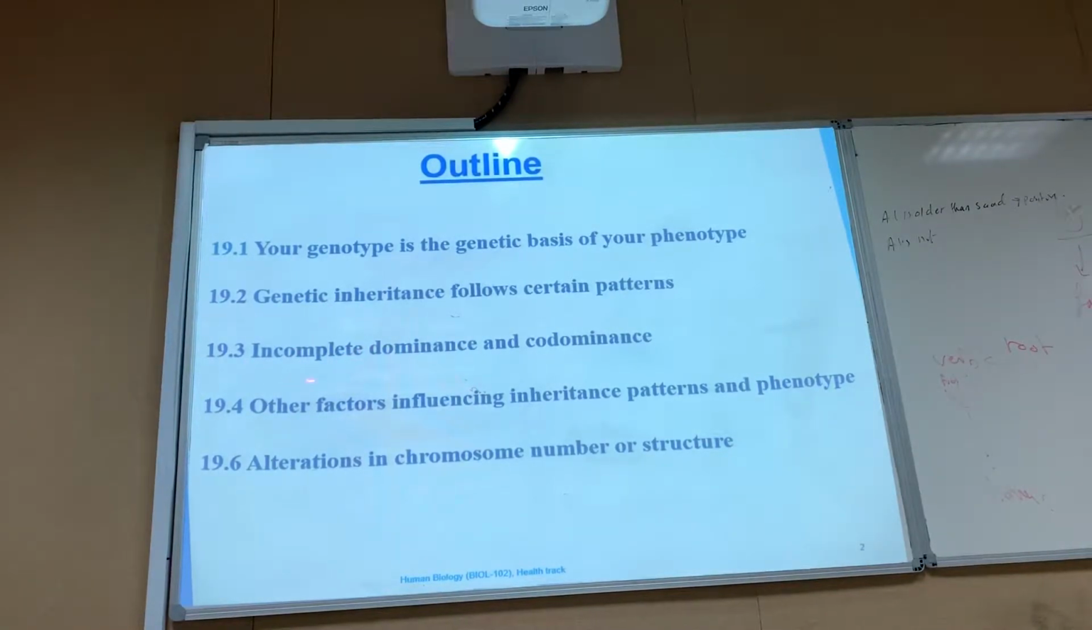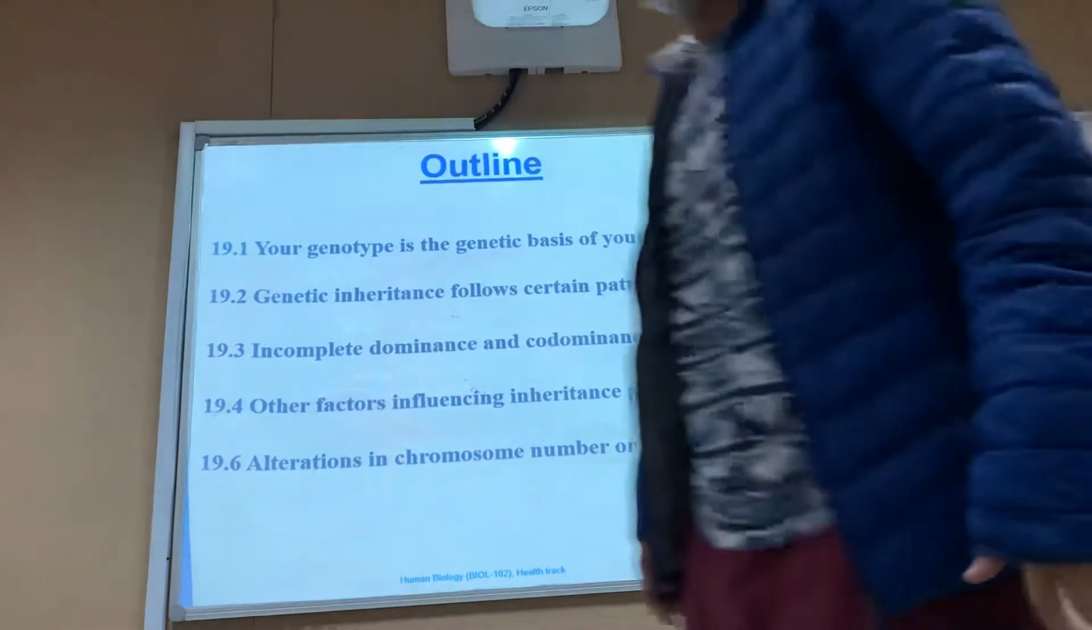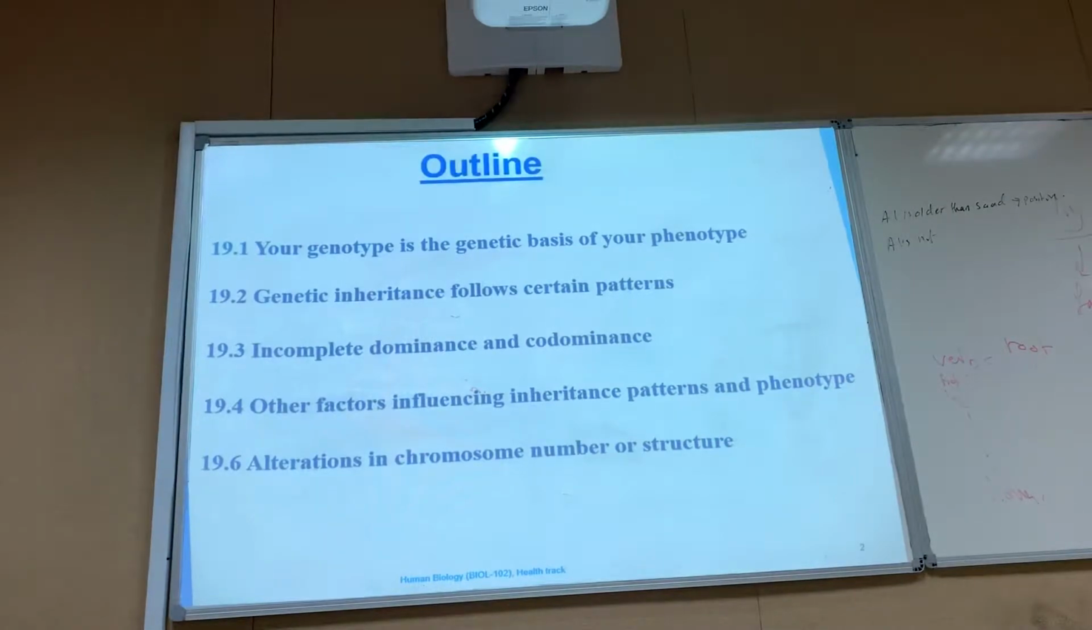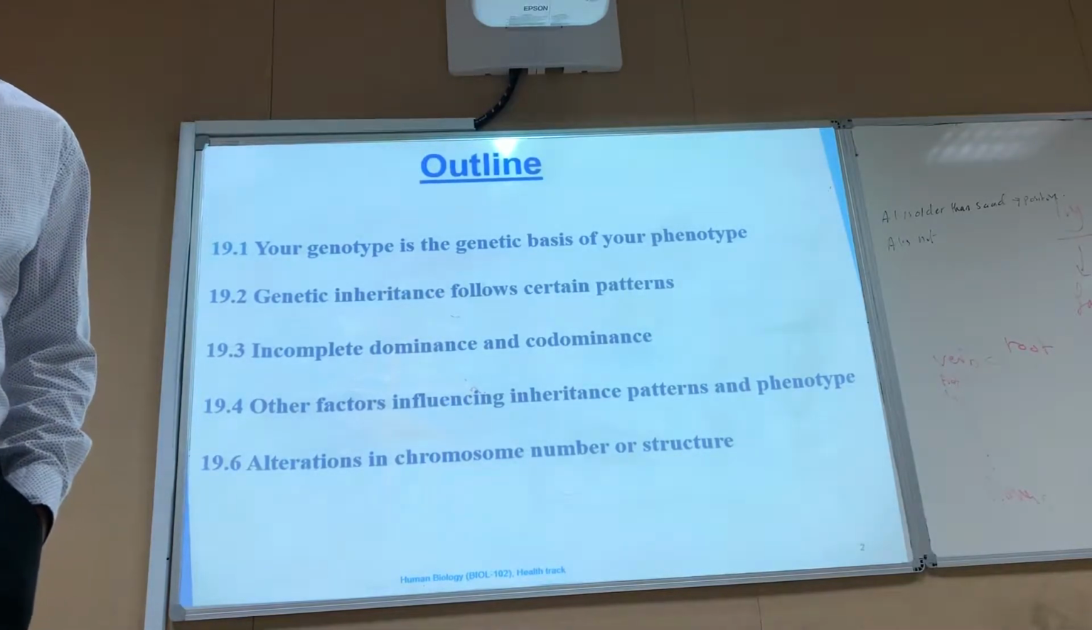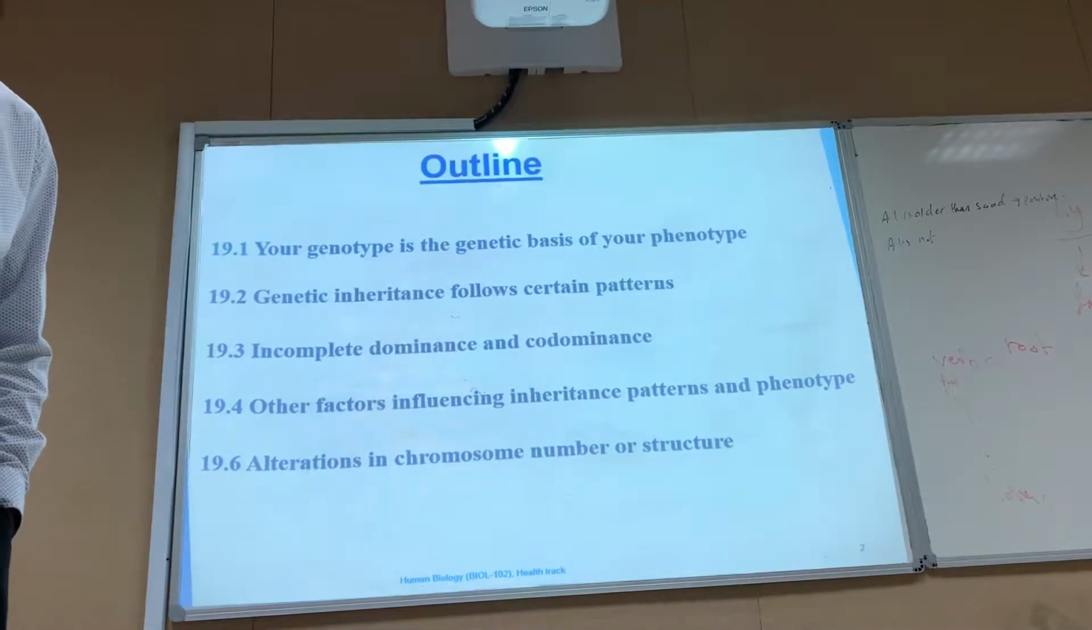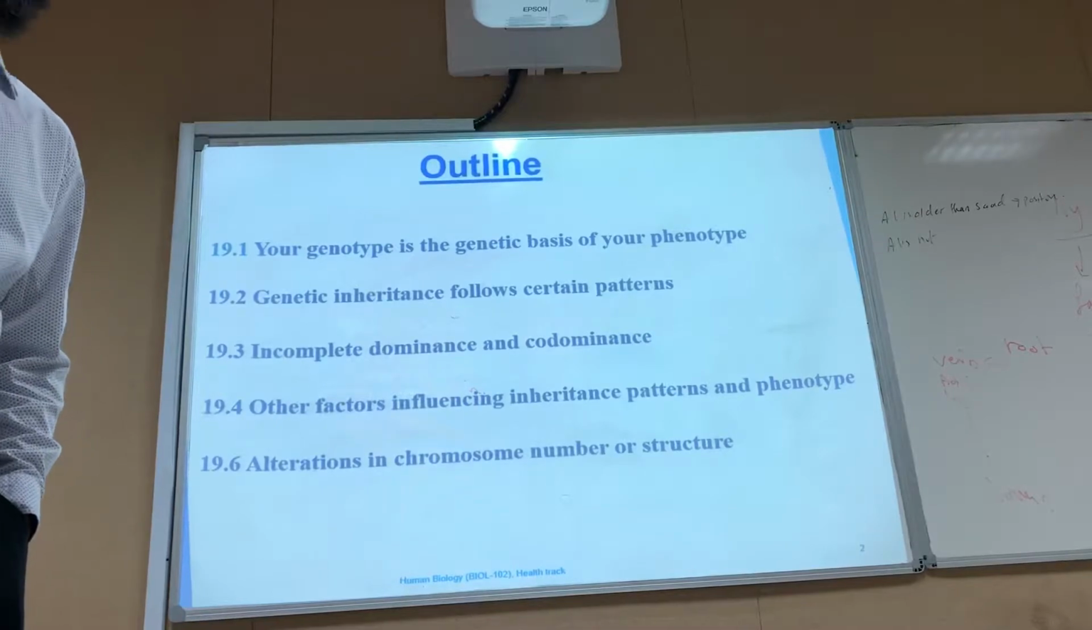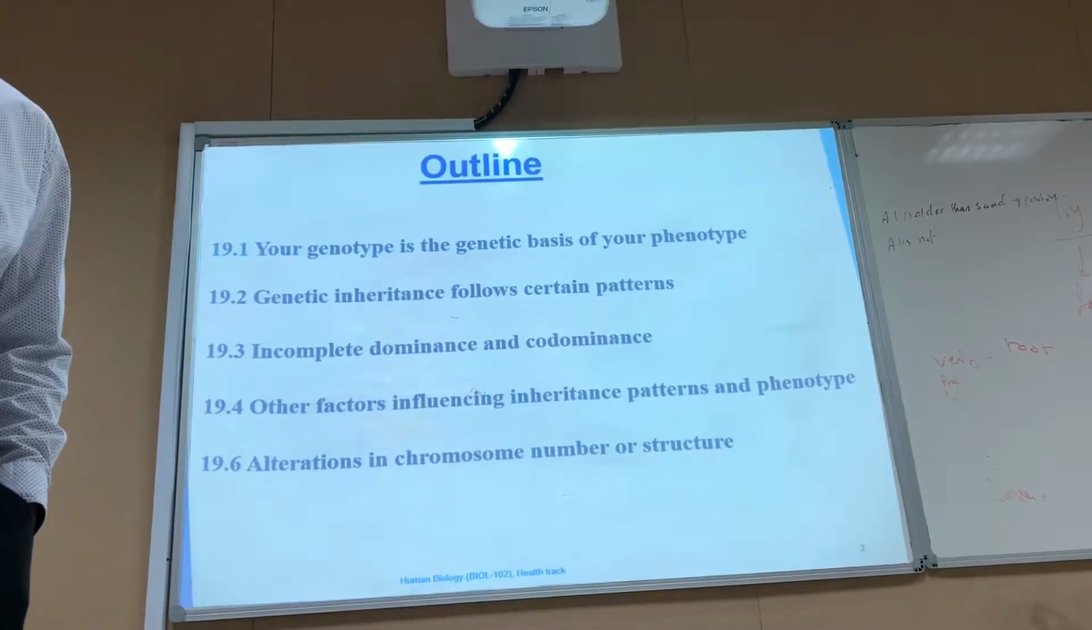Then 19.3, other types. This is the type of inheritance that was established by Gregor Mendel in the late 1800s. He was a Christian monk working on peas, and he established this basis for genetic inheritance. His two laws: one, the law of segregation, where he says that in the gametes, the genes, he didn't know there were genes at that time.